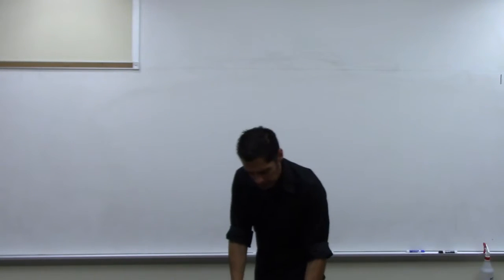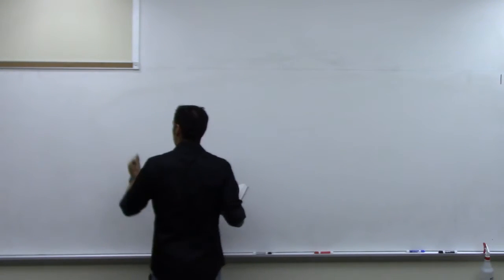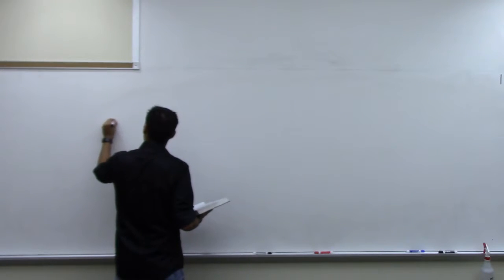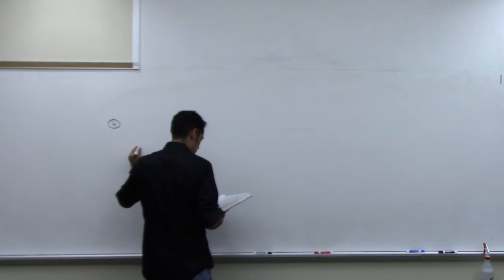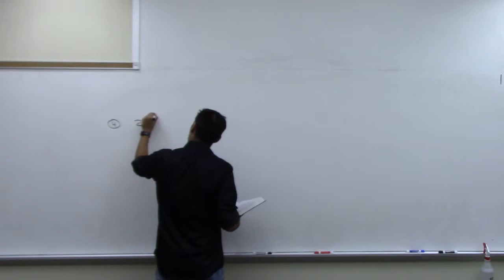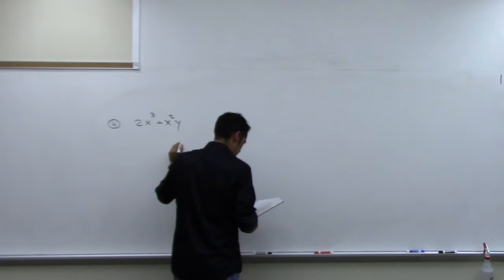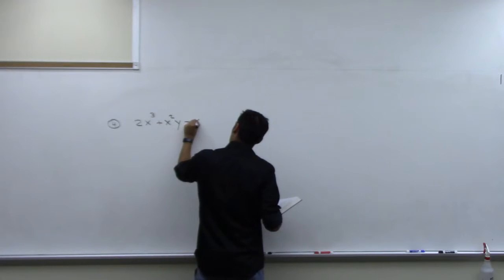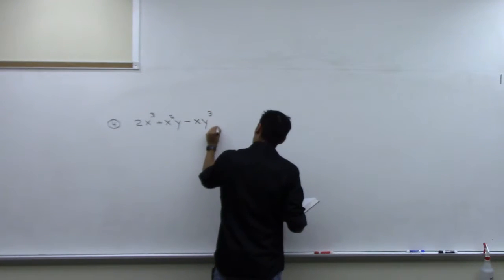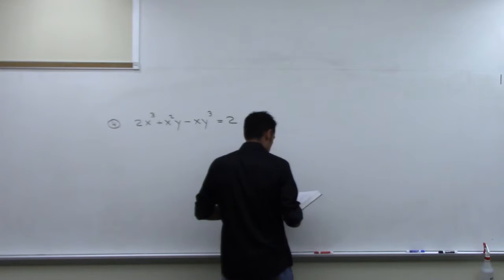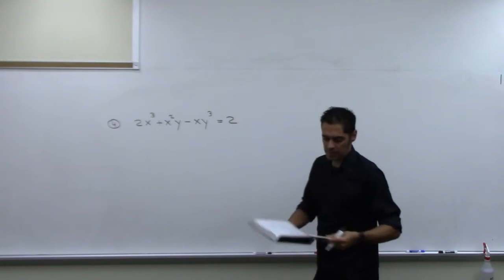Okay, let's look at number 4. So now they just want us to do implicit differentiation. They don't want us to do all those different parts. So 2x cubed plus x squared y minus xy cubed equals 2. And we want to find dy/dx.